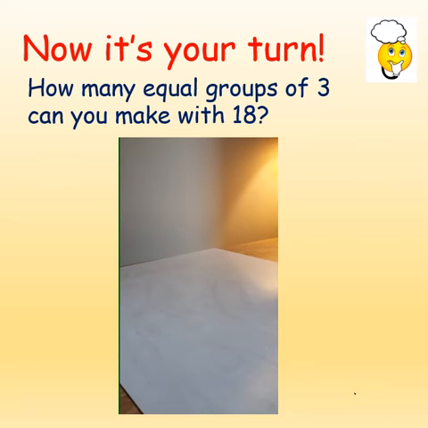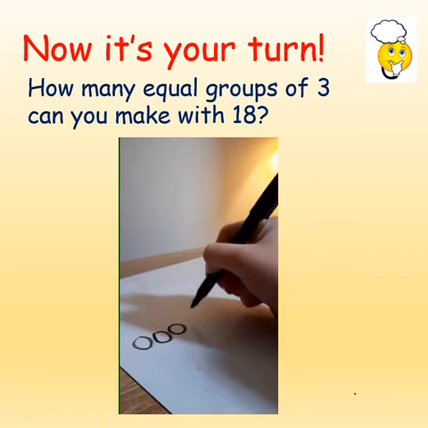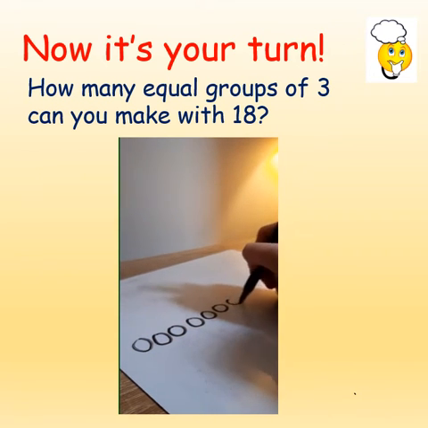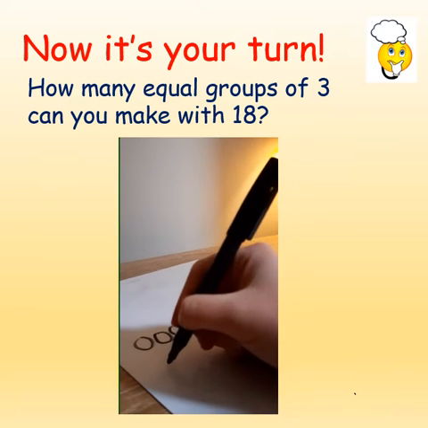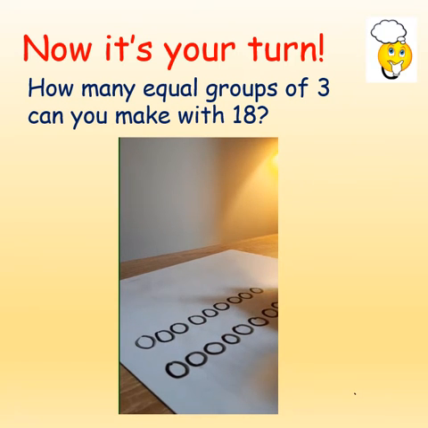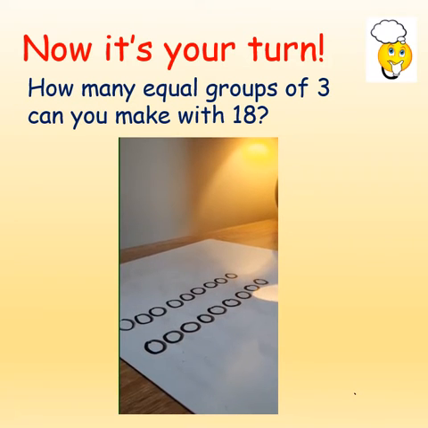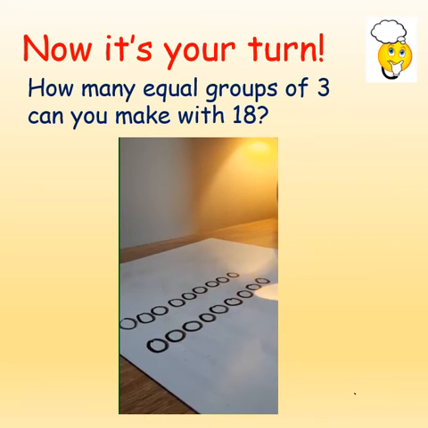Okay, the next one. How many equal groups of 3 can you make with 18? Now, if you struggle to work out what number you're on and how many groups you've got to do, the best thing for you to do is think about how many you've got altogether. So we know we've got 18 altogether. So I'm just going to draw 18 counters. 1, 2, 3, 4, 5, 6, 7, 8, 9, 10, 11, 12, 13, 14, 15, 16, 17, 18, okay? So I've drawn my 18 counters. And I need to find out how many equal groups of 3 can I make with all 18 counters.